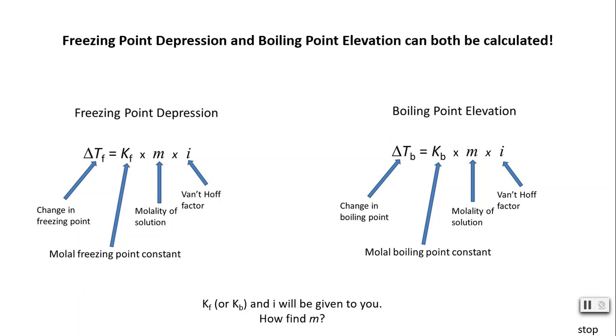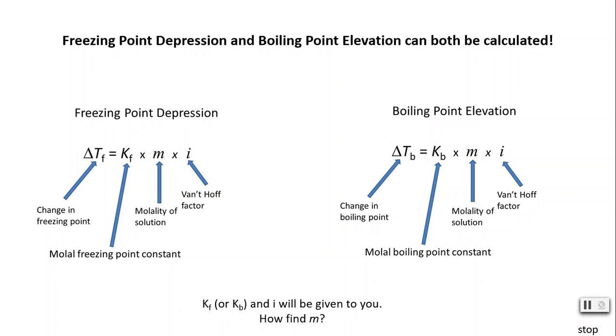So in the previous video, we introduced the concepts of freezing point depression and boiling point elevation with regards to solutions. We said that when you add a solute to a pure solvent, the addition of that solute alters the freezing point and boiling point of the solvent by depressing or lowering the freezing point of the new solution and raising the boiling point of that new solution.